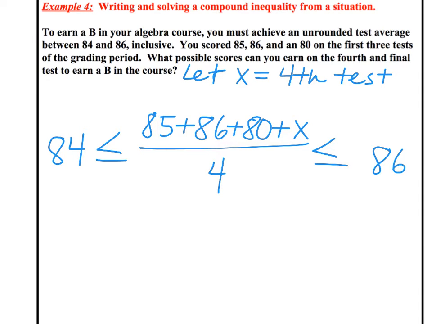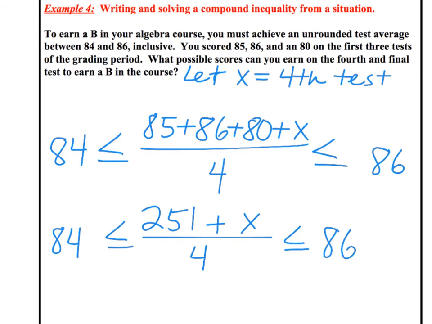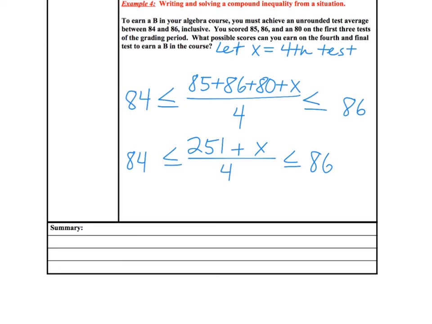Anybody on their calculator want to tell me? Is it 251? Okay. We trust you. 251 plus x divided by 4. 62. And then everything else stays the same. We don't need to move our variables because there's only one that's in the middle.